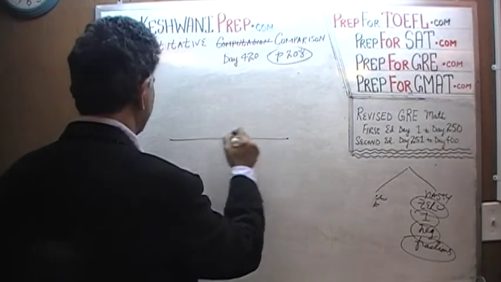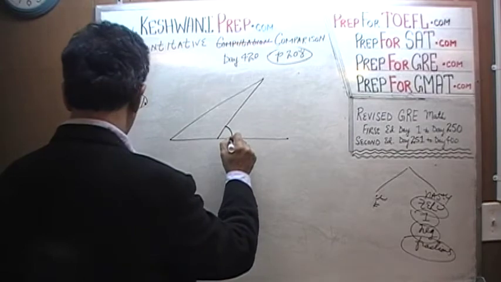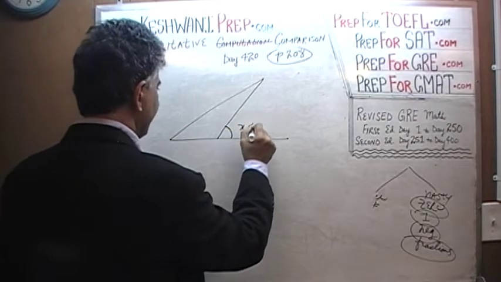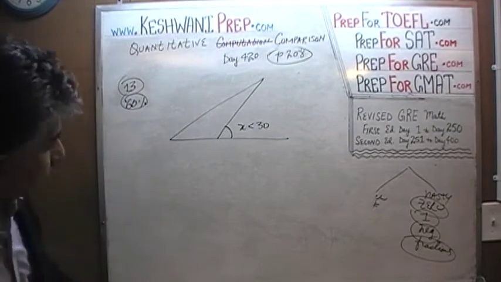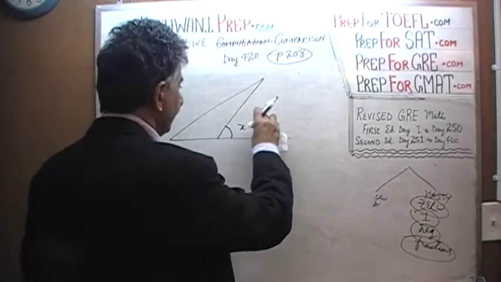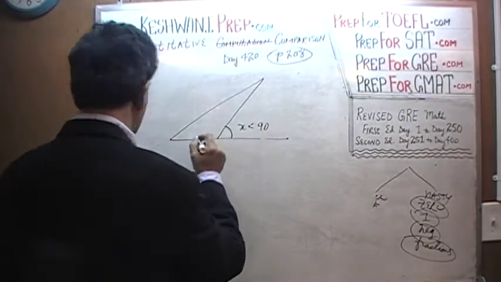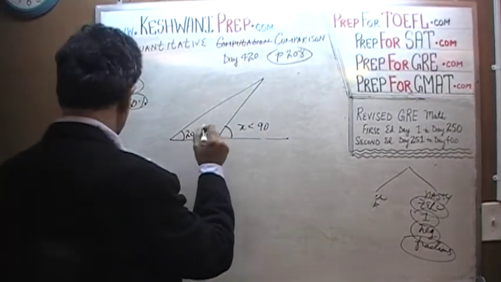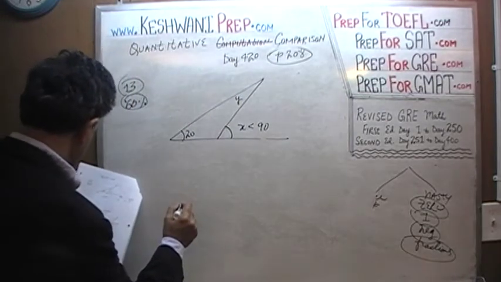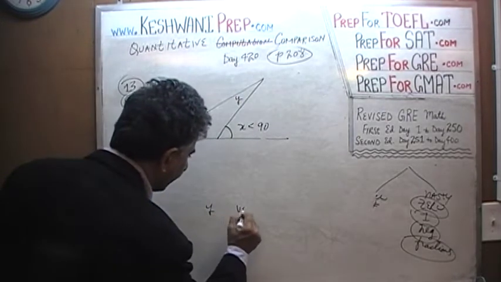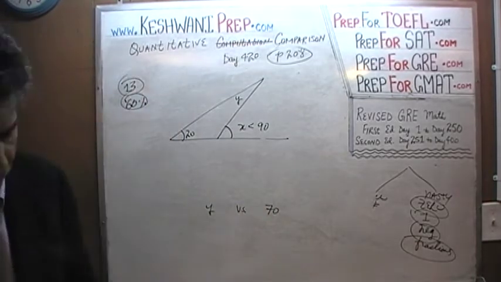This is a very straightforward problem. Here's the situation. We are told that this angle, x, is less than 90. We are told that this other angle is 20. This is y, and the question is, we have to compare y versus 70. Let's see what we can do here.